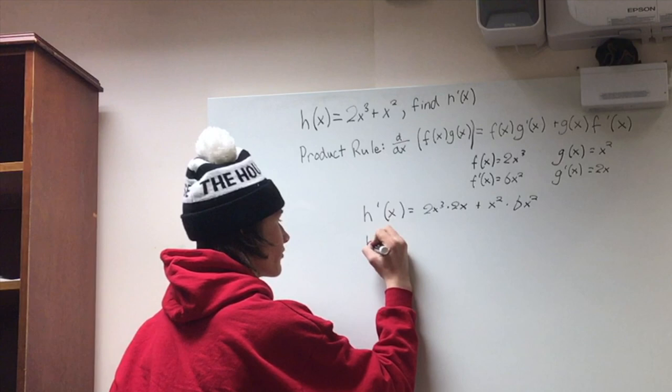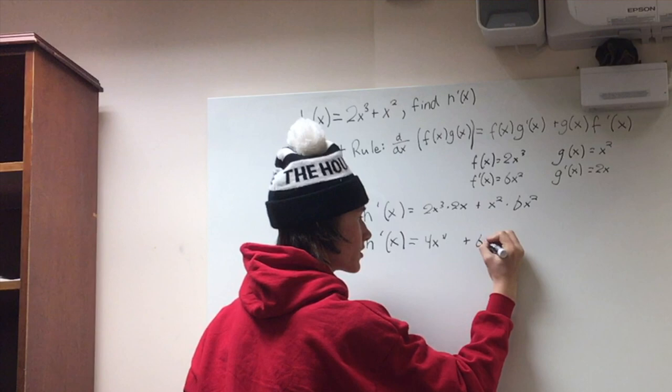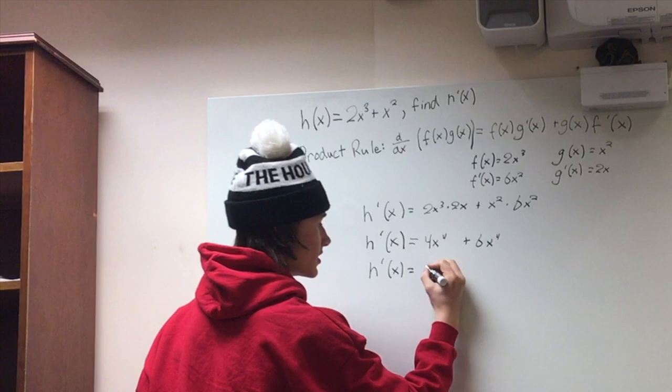So that can be simplified as the derivative of h of x equals 4x to the fourth plus 6x to the fourth, which can be further simplified as the derivative of h of x equals 10x to the fourth, and that's going to be our final answer for this problem.